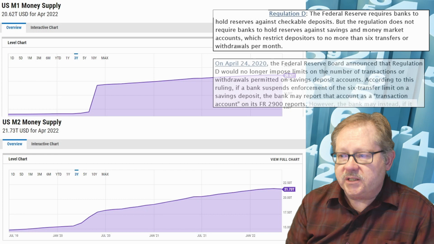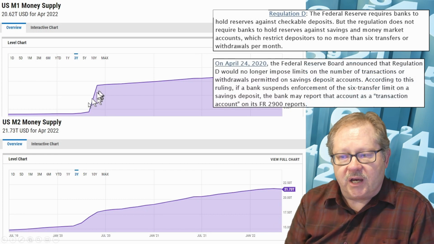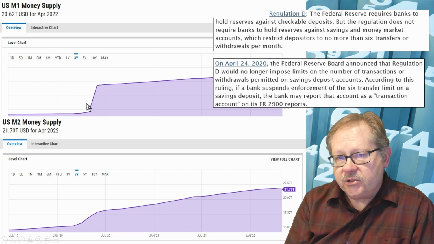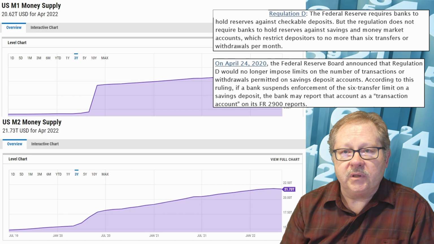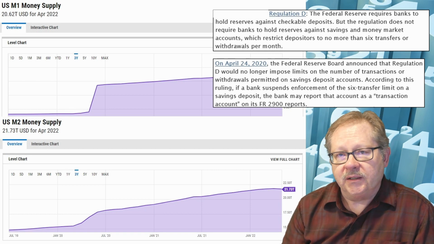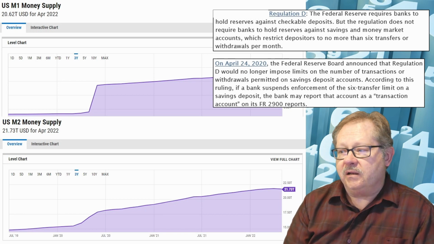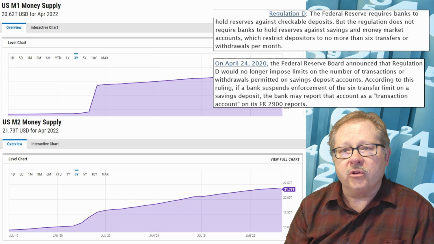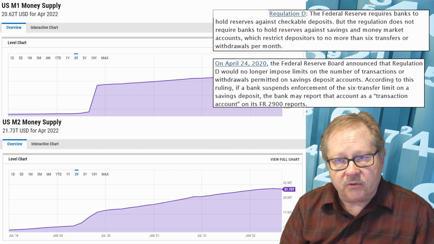The challenge is that in April of 2020, looks like about this time here, they changed the regulation so that they were not going to require banks to charge that 6 transfer limit and charge a fee beyond that limit. And basically what happened then is all those savings accounts became liquid just like checking accounts.